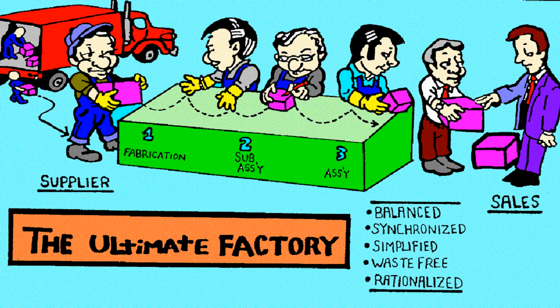So nobody works too fast or too slow. They just do one part and then they pass it on. That's also called one-piece flow. We'll talk about that later. But you can see by looking at this, there's a balance line. It's synchronized. It's very simple. You can see when someone's having a problem. It's free of waste, and we'll talk about waste, and it's rationalized. That means everybody can see it and understand what's going on here.